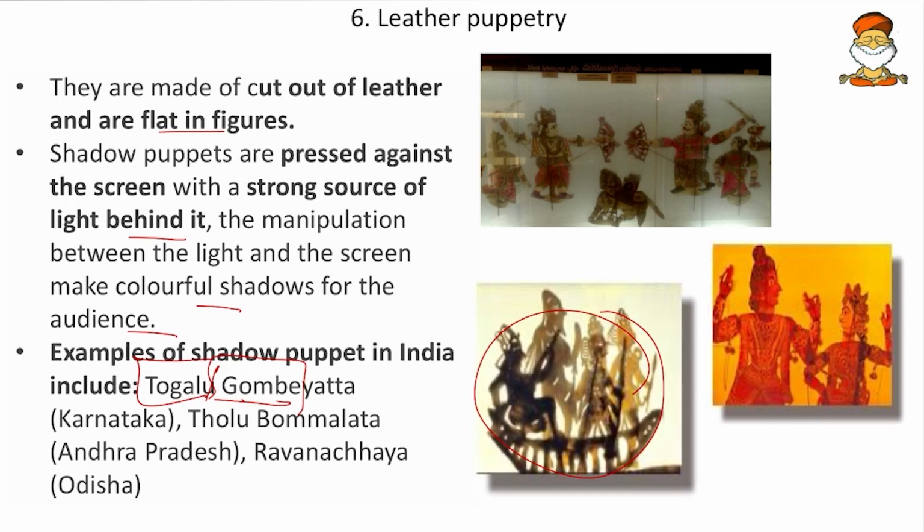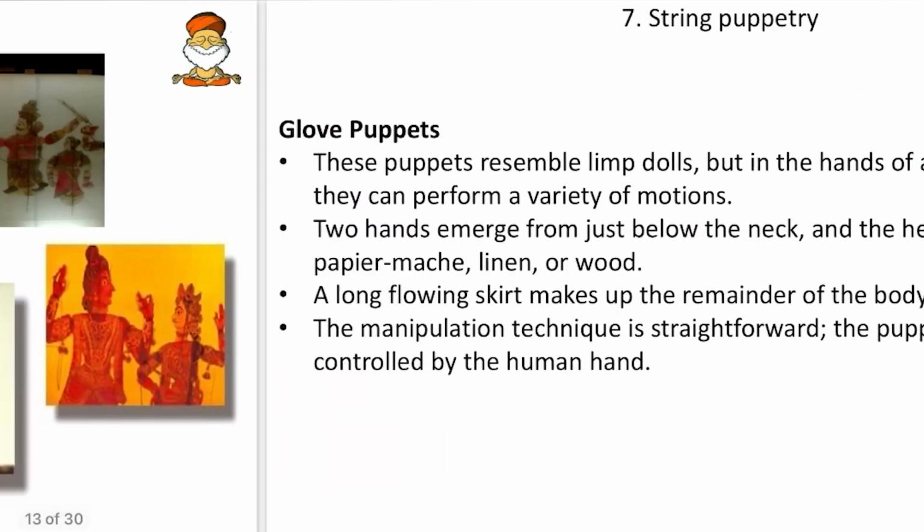And then Tolu Bommalata of Andhra Pradesh. So Bommalata, Bommalu means doll and Tolu means leather again. Then Ravanachaya, Odisha. So Ravanachaya, Chaya means shadow, and Ravanachaya is the shadow of Ravana. So likewise, give importance to the names of the words.